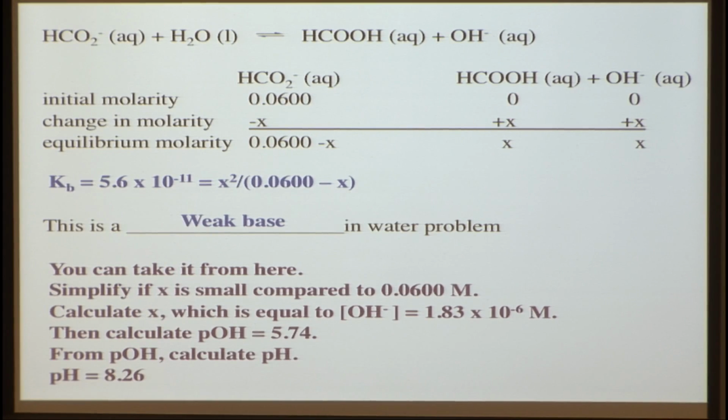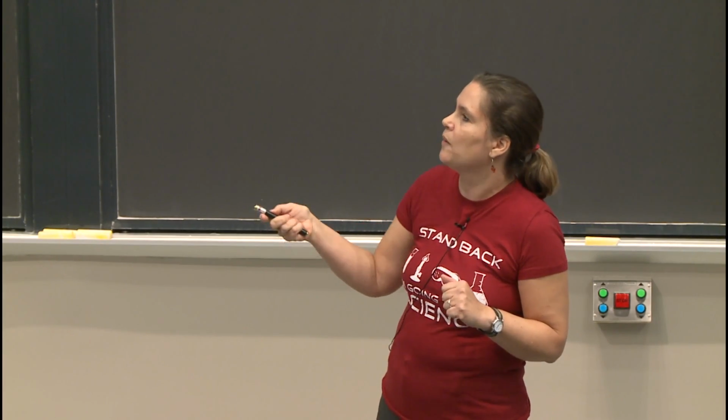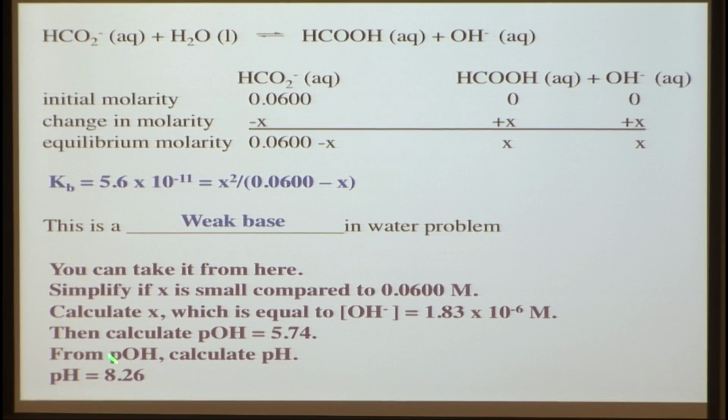You should be able to go from here. We're not going to go through all the steps. We can simplify, pretend x is small, make sure x is small, and in this case, x is quite small, 1.83 times 10 to the minus 6 molar. From that, we have to remember that x now is the hydroxide ion concentration, so we're going to calculate pOH first, and then calculate pH by subtracting, 14.00 minus pOH, to get us the pH.